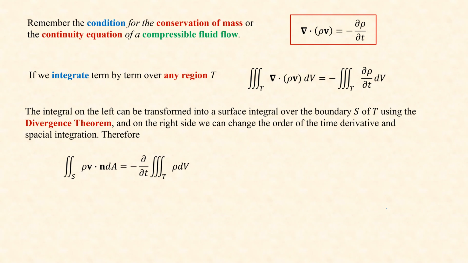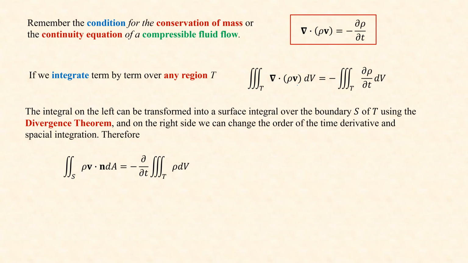So if we do that, we get the double integral over the surface of rho v dot n dA, that is the conversion of the left side. On the right side, we take the derivative out of the integral. So we switch the order of the spatial integration with the time derivative, okay?